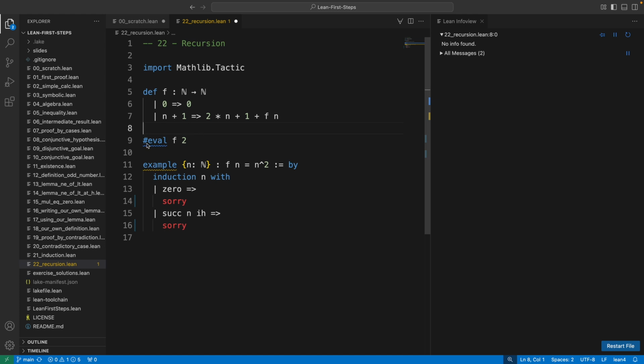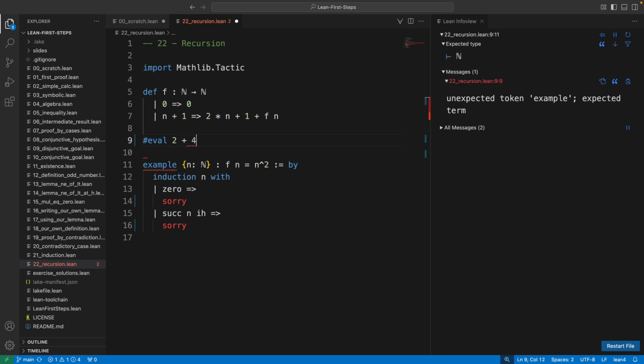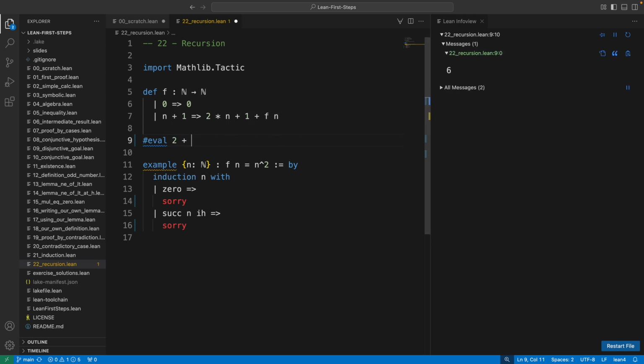Well, #eval is a way of evaluating an expression. So if I said 2 plus 3, or 2 plus 6, that's 8, it shows the answer in the info view. 2 plus 1 is 3, 2 plus 11 is 13. So it evaluates this expression.